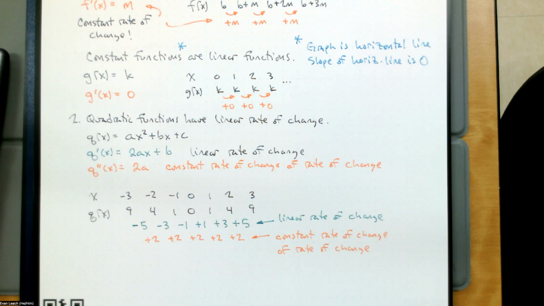This establishes a pattern. If I have a cubic function, that'll have a quadratic rate of change. This goes back to our shortcut, nx to the n minus 1. If I start with an x cubed, my first derivative will be an x squared. My second derivative will be an x to the first. My third derivative will be constant. My fourth derivative will be 0. So we're gonna stop moving forward on that, and we're gonna look at another kind of rate of change.